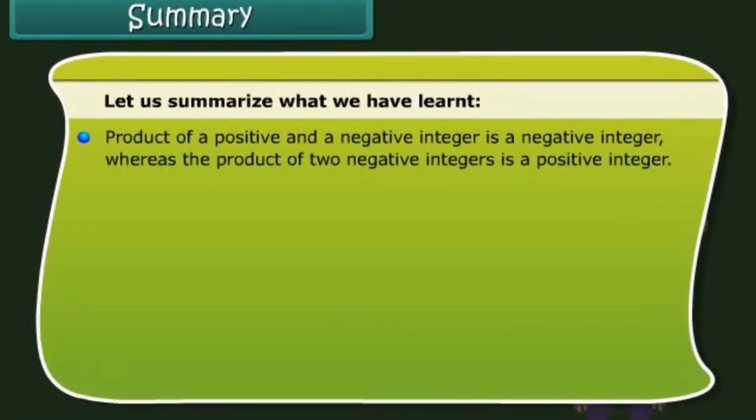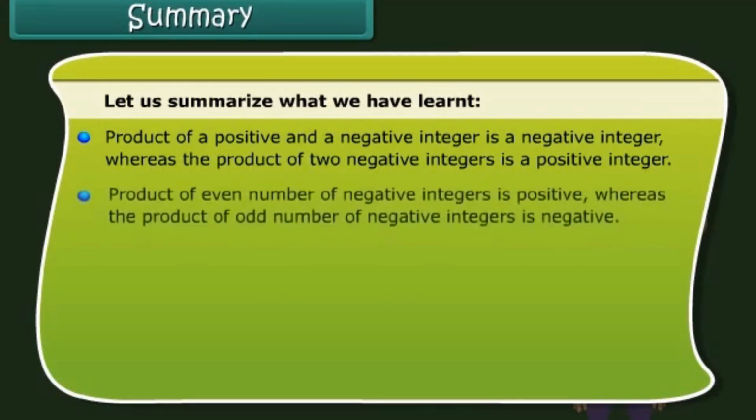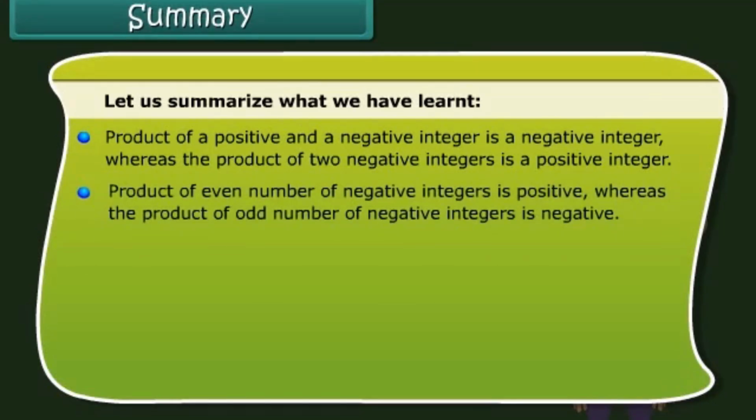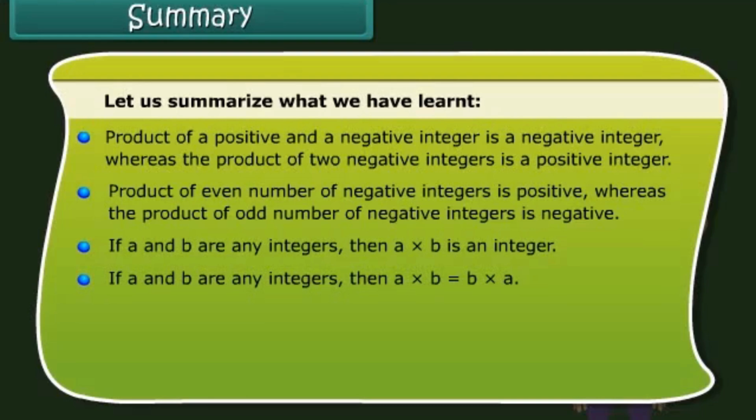Product of a positive and a negative integer is a negative integer, whereas the product of two negative integers is a positive integer. Product of an even number of negative integers is positive, whereas the product of an odd number of negative integers is negative. If a and b are any integers, then a into b is an integer. If a and b are any integers, then a into b is equal to b into a.